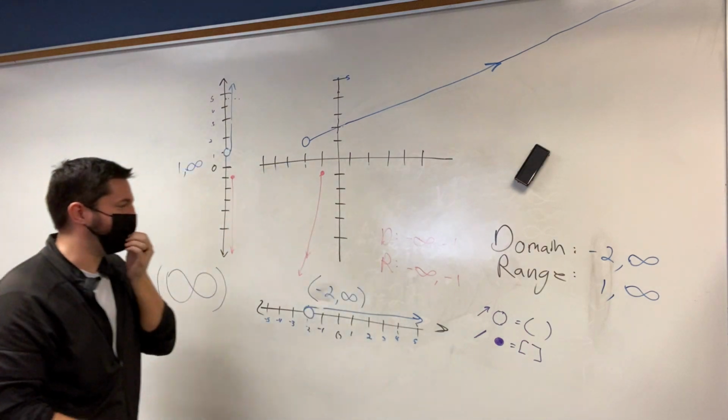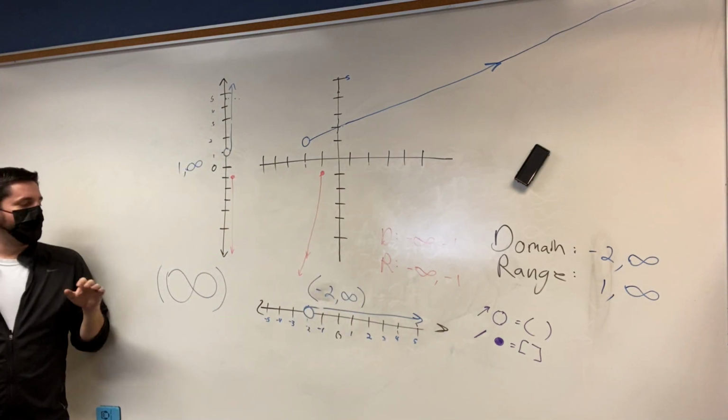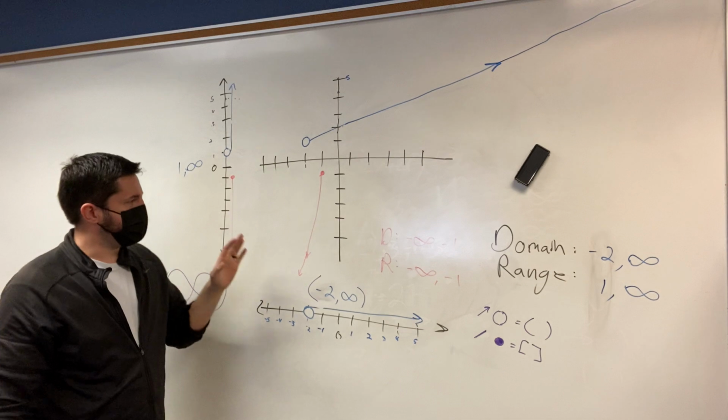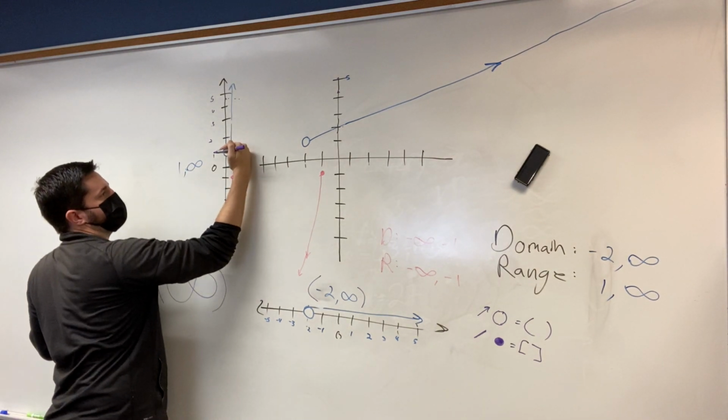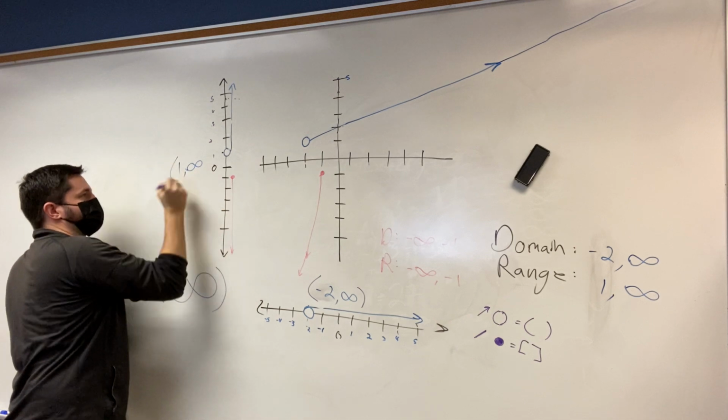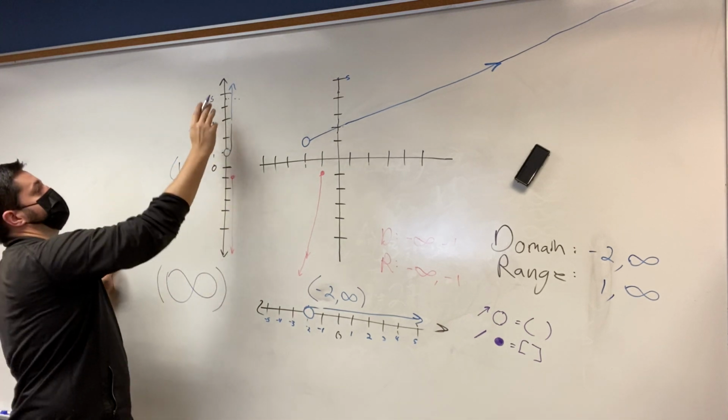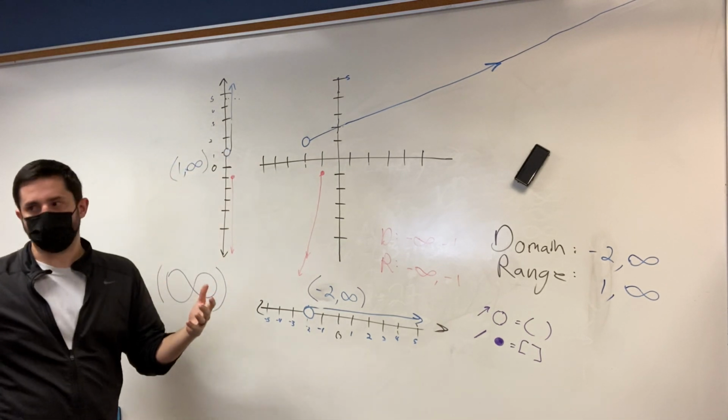Okay. All right. So cool. So parentheses. And to finish it all off here, the lowest value is the 1, but it's a parenthesis because it's an open circle. Highest value is the arrow, parenthesis, because it's an arrow, an infinity.